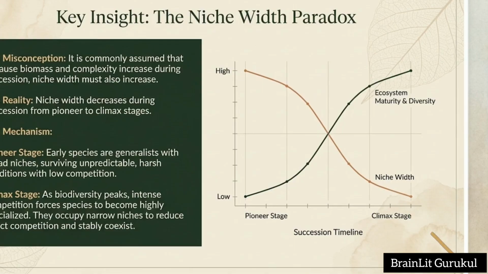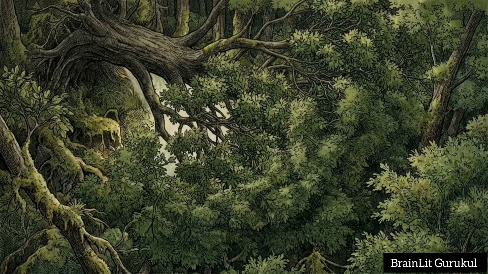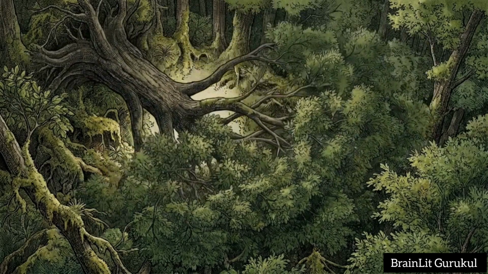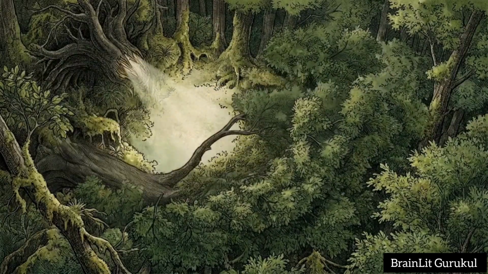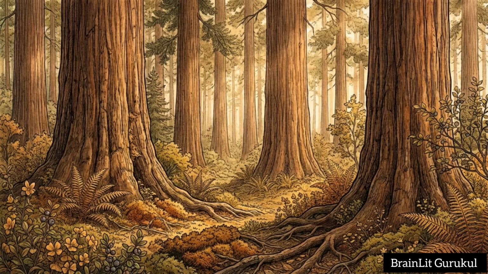Ultimately, the climax state exists as a localized, relentless dynamic equilibrium. It is a massive biological system maintained entirely by constant, internal movement, rapid exchange, and continuous localized turnover. The math perfectly balances. Nutrient uptake from the soil is perfectly offset by release via decomposition, creating a resilient loop that repels external invasions. Ecological succession culminates in a specialized balancing of competition that maintains the system's permanence.